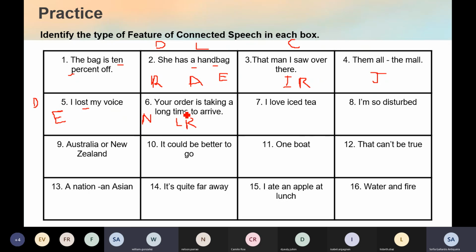Okay. Next one. I love iced tea. Any ideas? I love iced tea. Is there an elision, Miss? Oh, we got a lot of answers. Okay, one by one. Fernanda, then Jolie and William. Yes. So yes, it was an elision because we don't pronounce the sound.